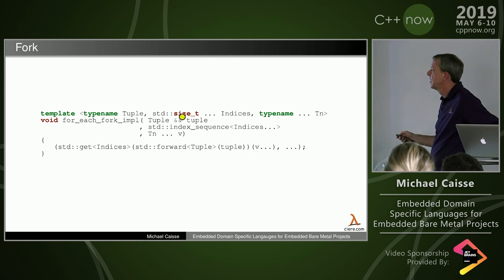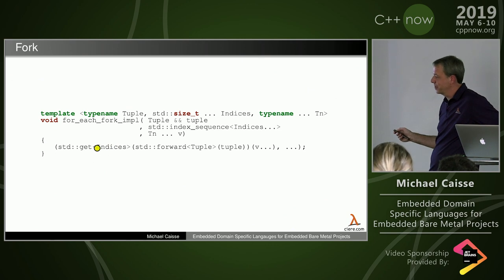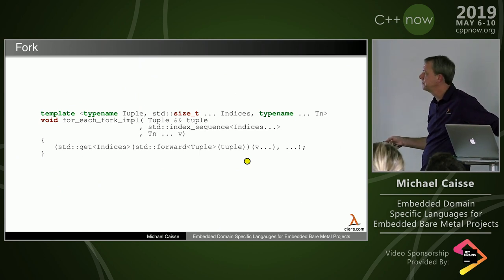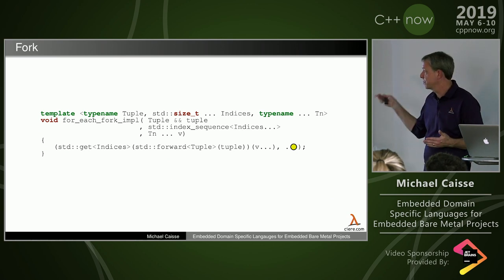So in the impl, it's taking the tuple, and it has this index sequence, which came from the previous step. Indices is a pack of size_t type, and then there are the arguments I still need to call. Now I can use these indices inside of an expansion. Here I'm going to use get, and the first one will be 0, then 1, then 2, and so forth. So I'm getting out of the tuple the function that I want to call, and then expanding out the arguments. There are plenty of std::forwards that are missing that don't fit on the slide, then a comma and dot-dot-dot so that we can expand it. This is a fold expression that's expanding it.